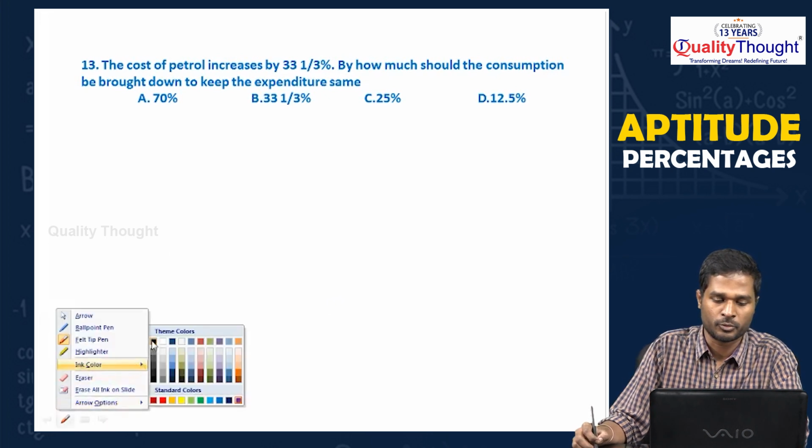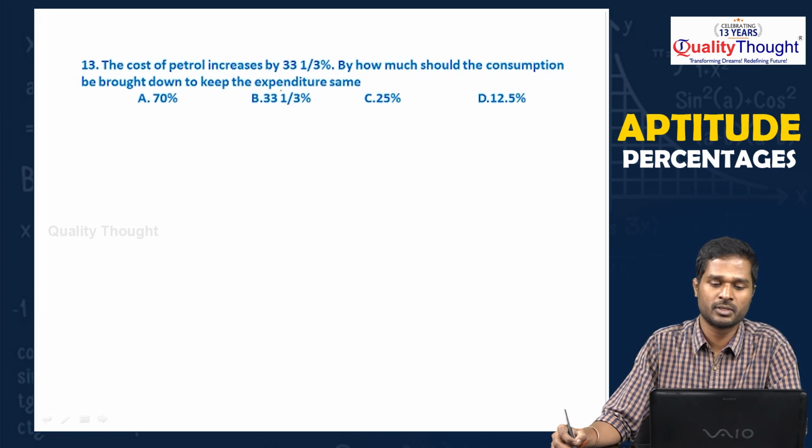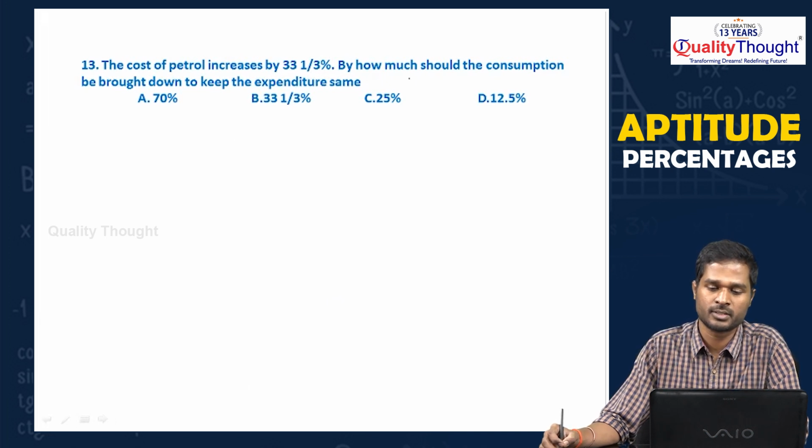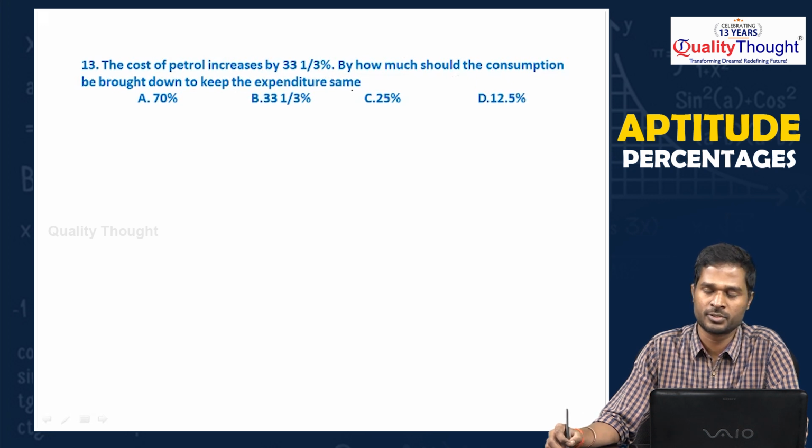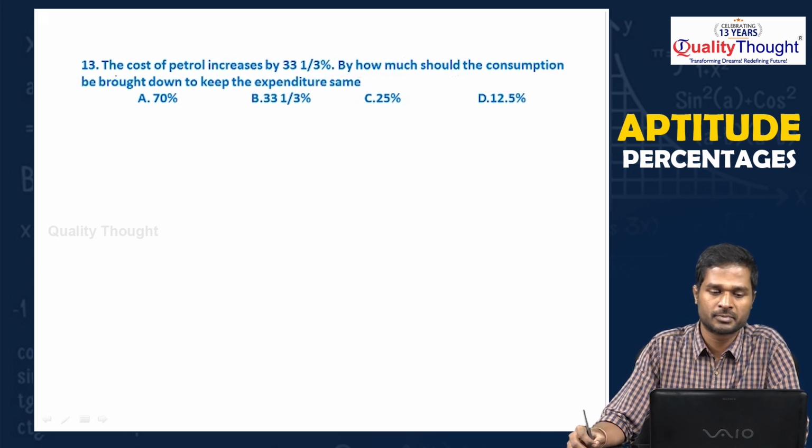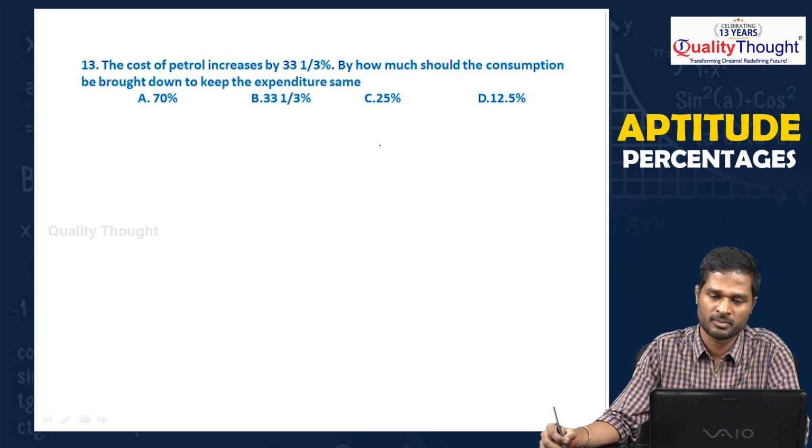Let's see one more question. The cost of petrol is increased by 33.13%. By how much should the consumption be brought down to keep the expenditure same? So consider the cost of the petrol is increased by 33.13%.